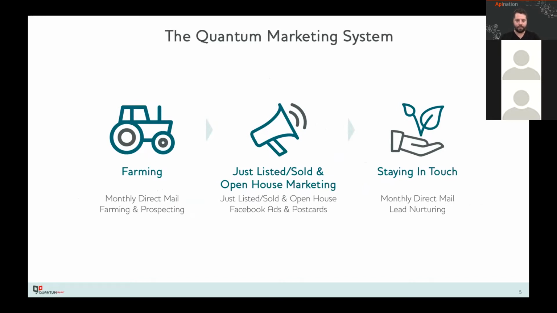So we do have monthly direct mail for farming and prospecting. That's what we offer for that farming segment. We have automated just listed and just sold ads, just listed and just sold and open house Facebook ads and postcards. And then we also have a really great client follow-up. All of these things are very, very automated, very simple, so that you can primarily use your time for what is going to make you money. So that's kind of one of our inherently best practices: find something automated, find something simple that you just click, and then you are ready to go.